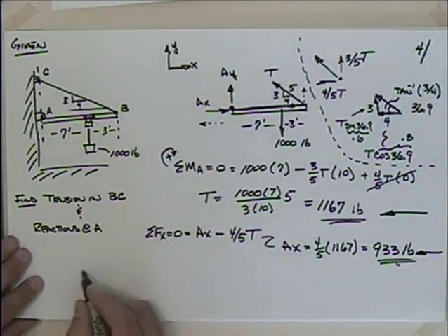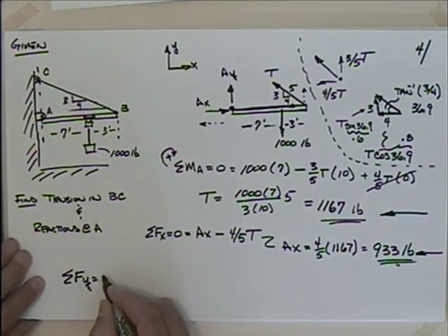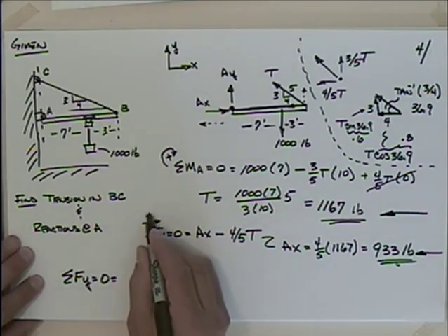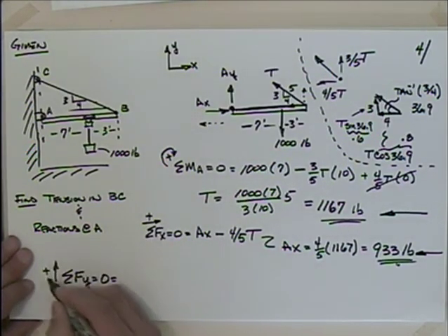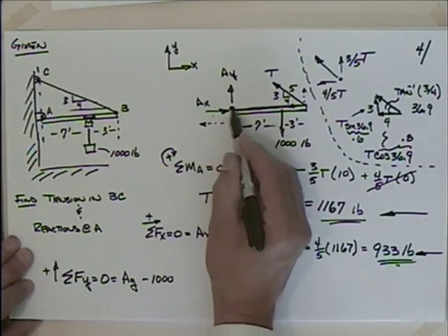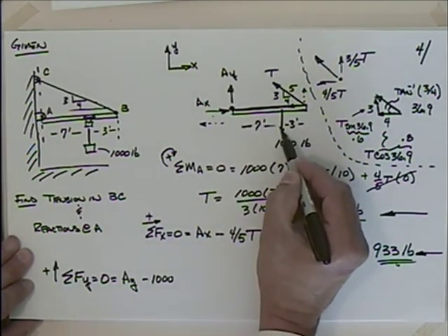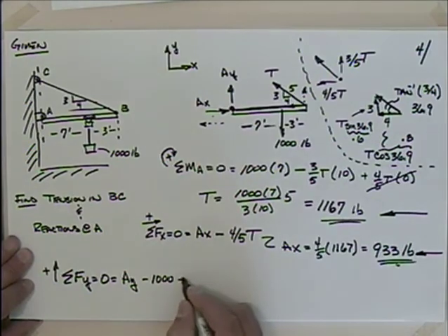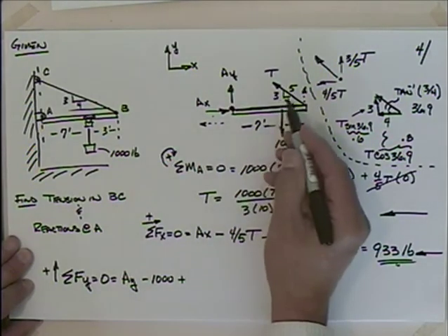Well, let's finish up then. Sum of the forces in the y direction, setting those equal to 0, what do we have? Here I took positive to the right. Here I'm going to take positive up. So I'm going to say that I have Ay minus 1,000. So that's horizontal. I've taken that. That's negative because it's pointing down. And then this guy over here, we've dealt with that before. That would be positive.